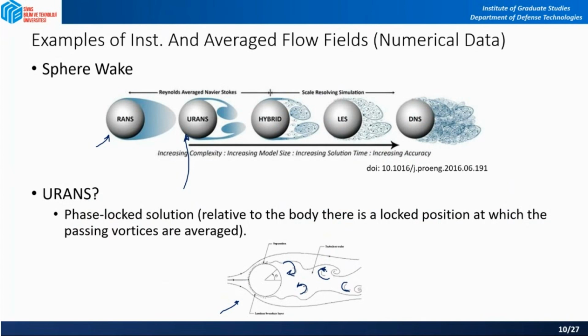The thing is, when you solve unsteady RANS equations, it will be time dependent and it will give you vortex shedding, but it will give you the average value of the vortices. What does it mean, the average value of the vortices? In unsteady RANS, the data will be phase locked. Phase locked, you might remember it from the turbomachinery course as well. Phase locked relative to the body, there is a locked position at which the passing vortices will be averaged. And there is a perfect circular vortex at each point of the domain.